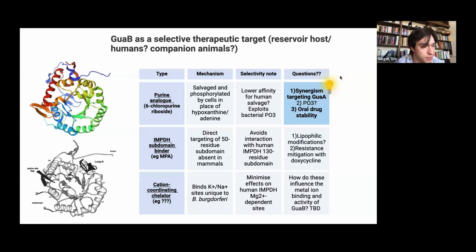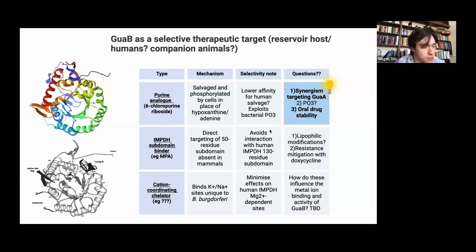And since we understand the limited sequence identity between Borrelia's guaB and different mammalian equivalents, we can use a couple of strategies to look for these drugs. There are 3 major classes of drugs that we can consider. These purine analogs, which our early work actually shows that Borrelia can take in and phosphorylate. This is appealing because there could be some kind of synergism with another one of the enzymes in this pathway that goes after guaB.